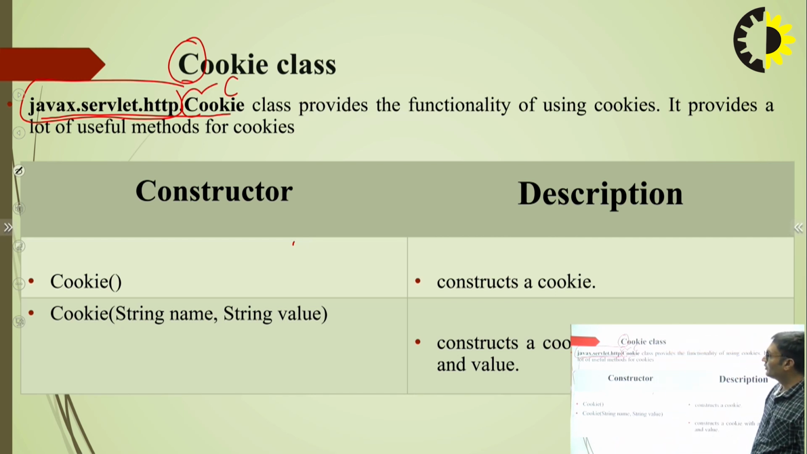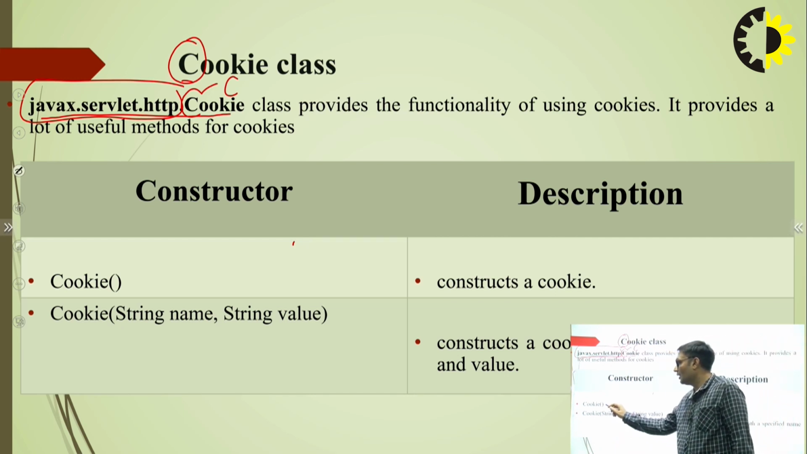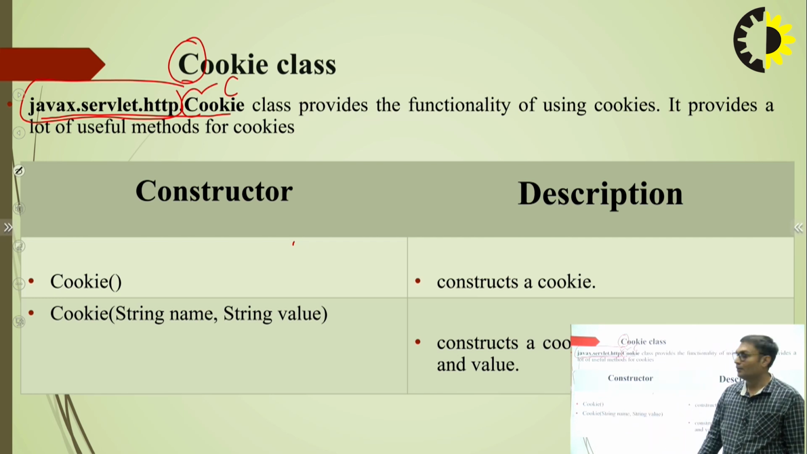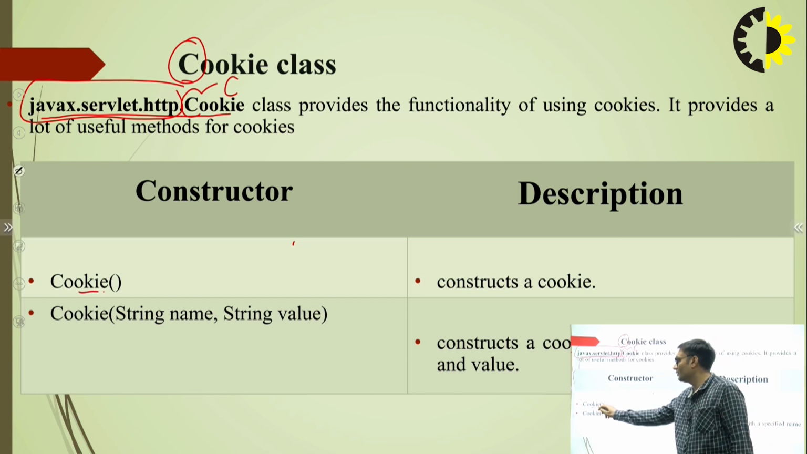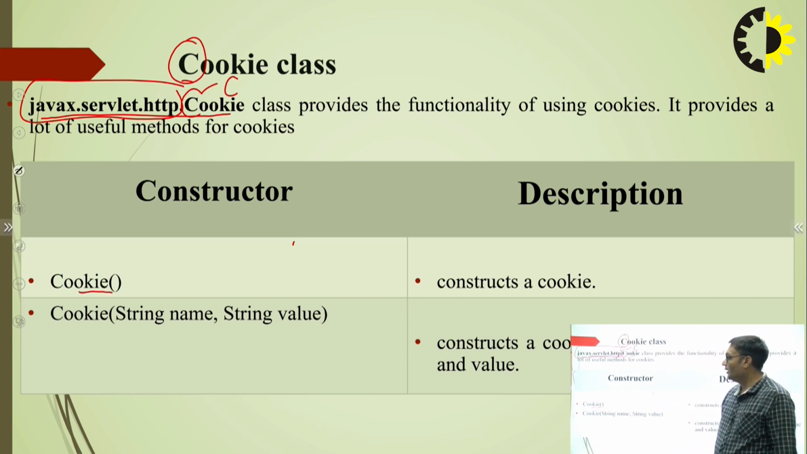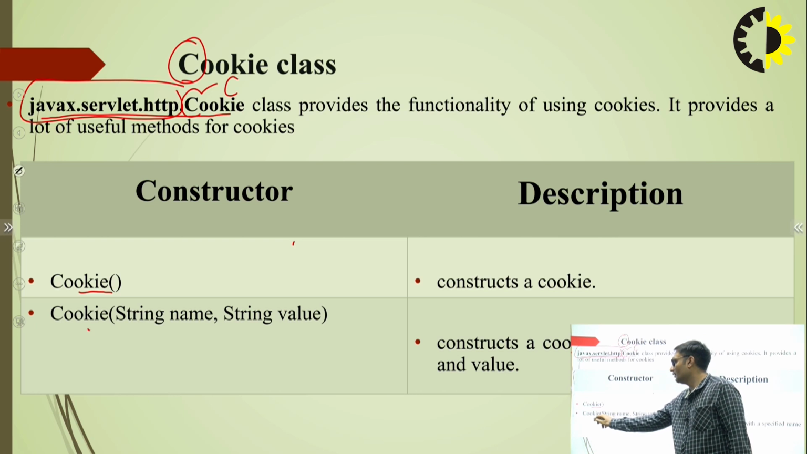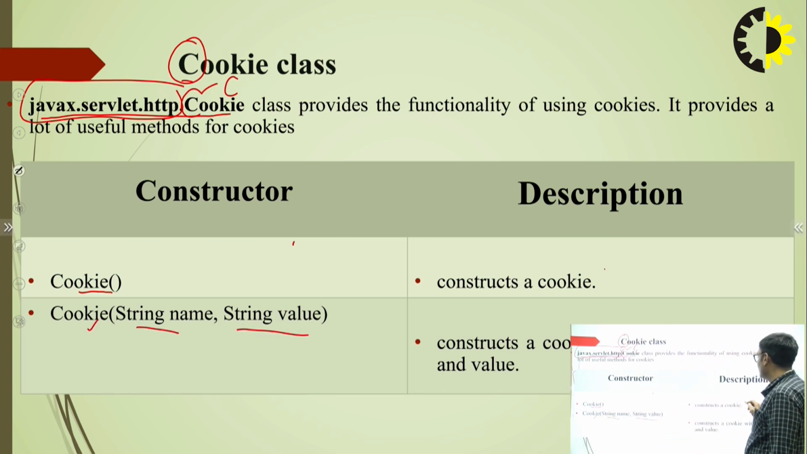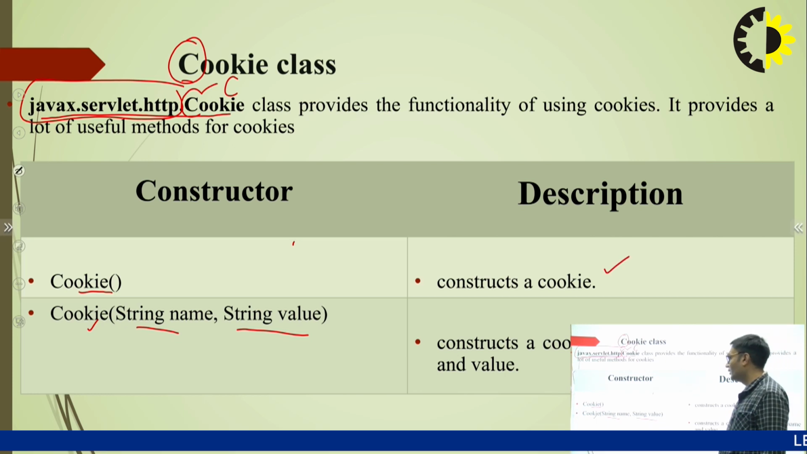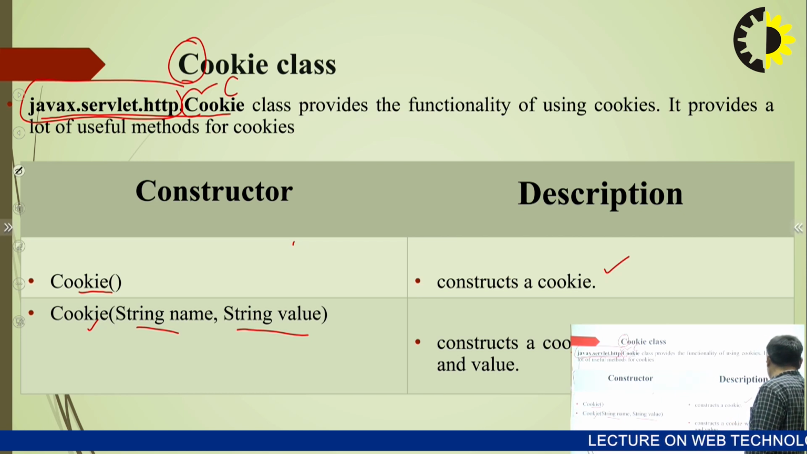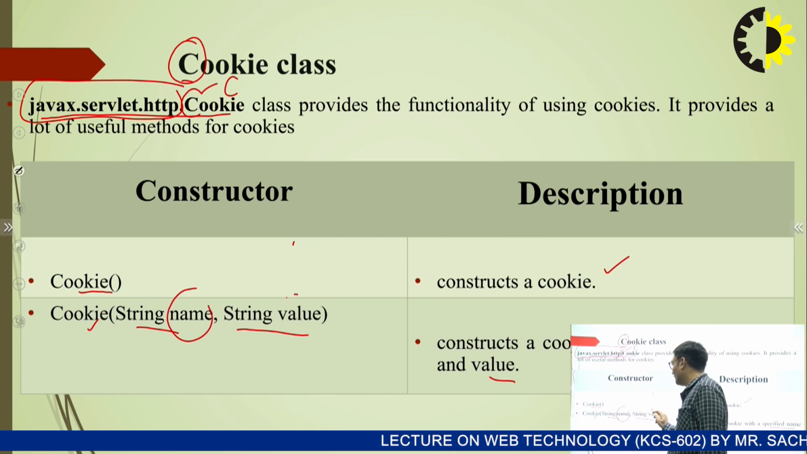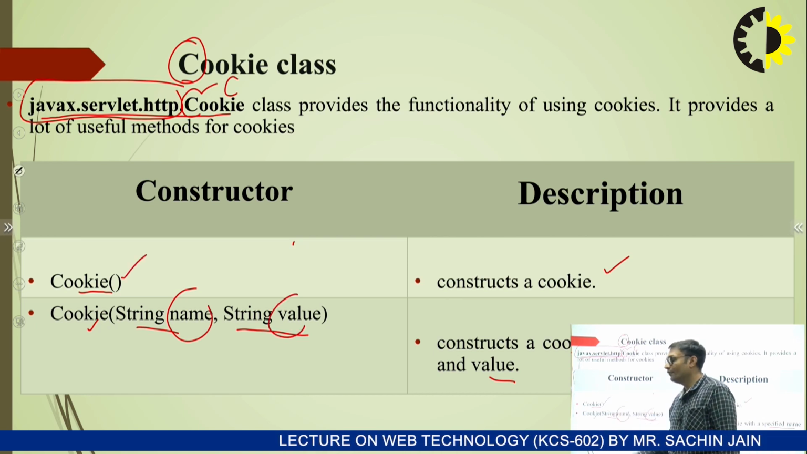There are two constructors of this Cookie class. As we know, a constructor has the same name as its class name. So this one is the constructor, here with no argument. This one is the constructor with two arguments. The constructor will construct the cookie. It constructs a cookie with a specified name and value. So name and value arguments can be passed to the parameterized constructor. The other one is the default constructor.